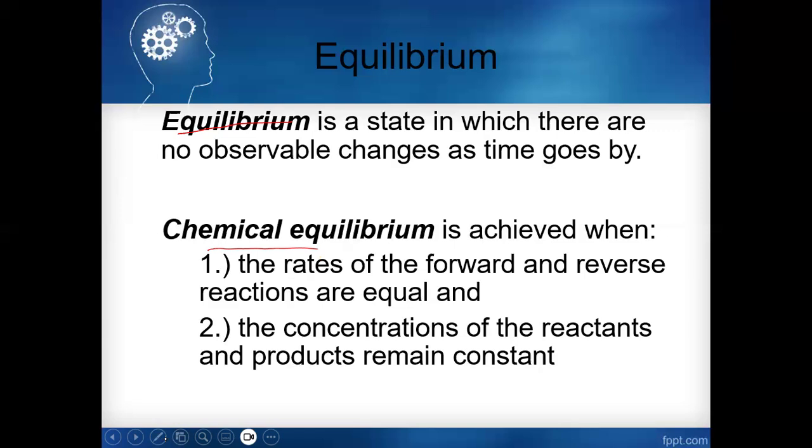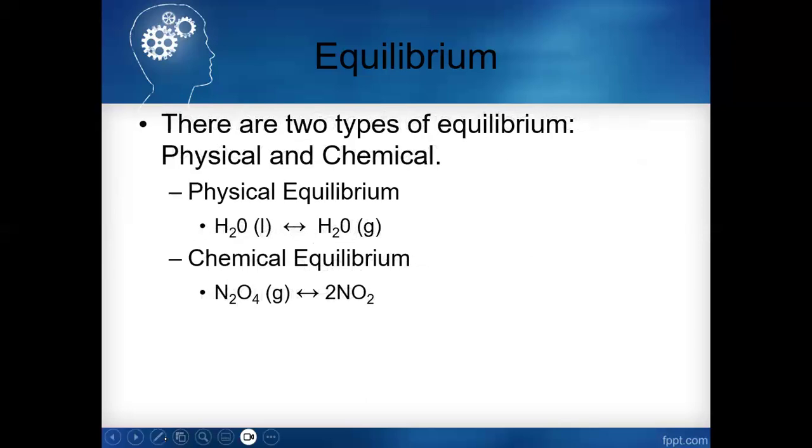Okay, that's chemical equilibrium. Now, there are two types of equilibrium. We have the physical and the chemical equilibrium. The physical one is the one whereby your reactants do not break into different atoms. For example, we have water from liquid to gas. Liquid, gas, it is H2O, right? So that's a physical equilibrium. When water forms a gas and a gas forms water back, that's a physical equilibrium.